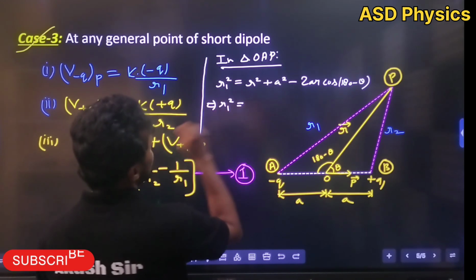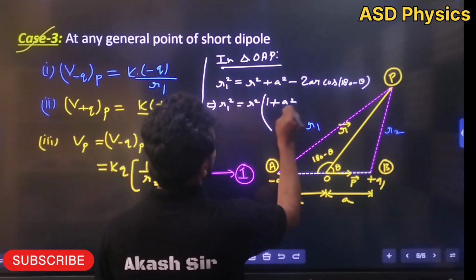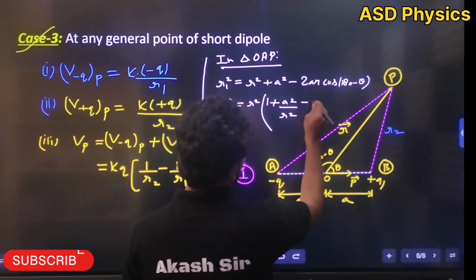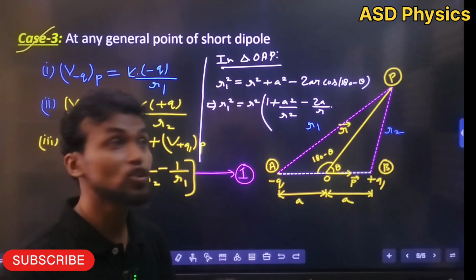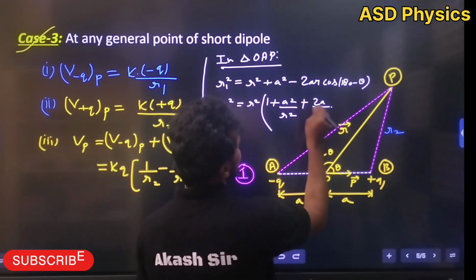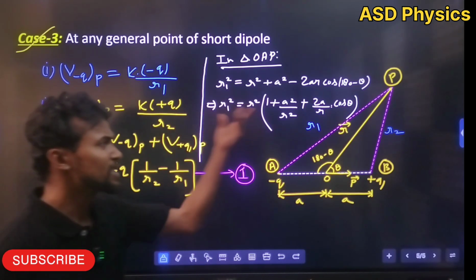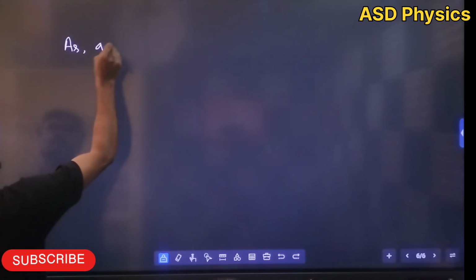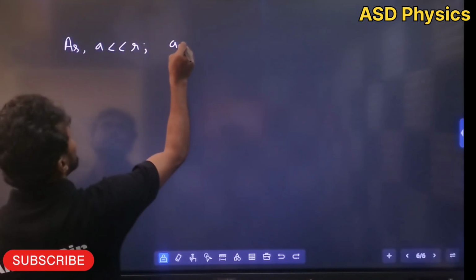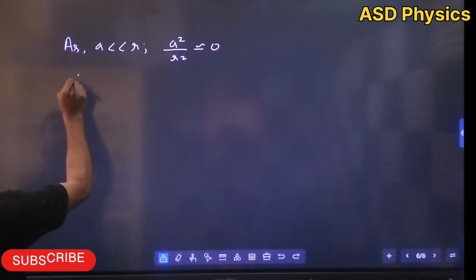R1 square is equal to, taking R square common outside, 1 plus A square by R square minus 2A by R into cos(180 minus theta), and when the minus comes outside it becomes plus cos theta. We know very well that A is very, very small. As A is less than R, A square by R square will be approximately 0.